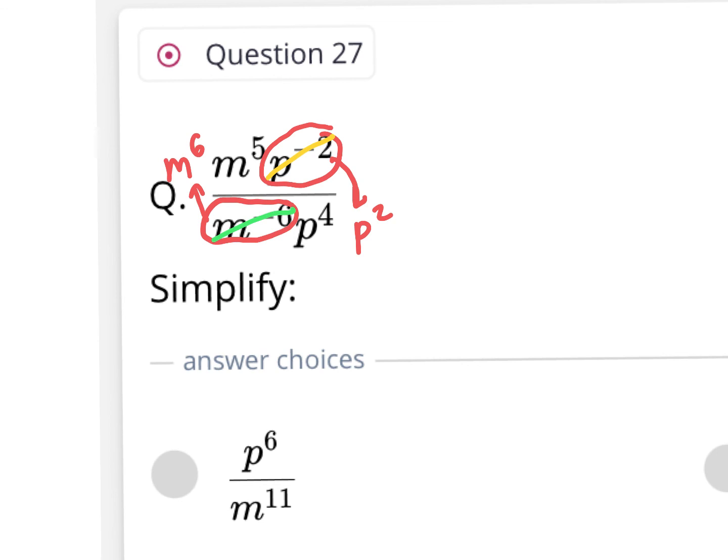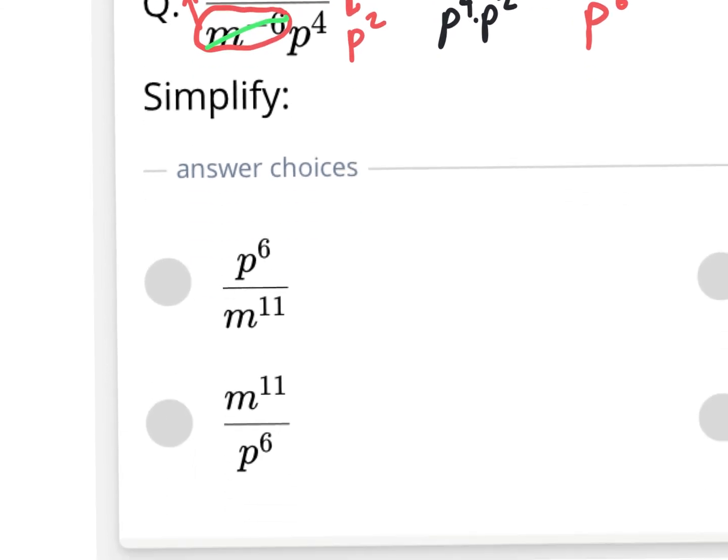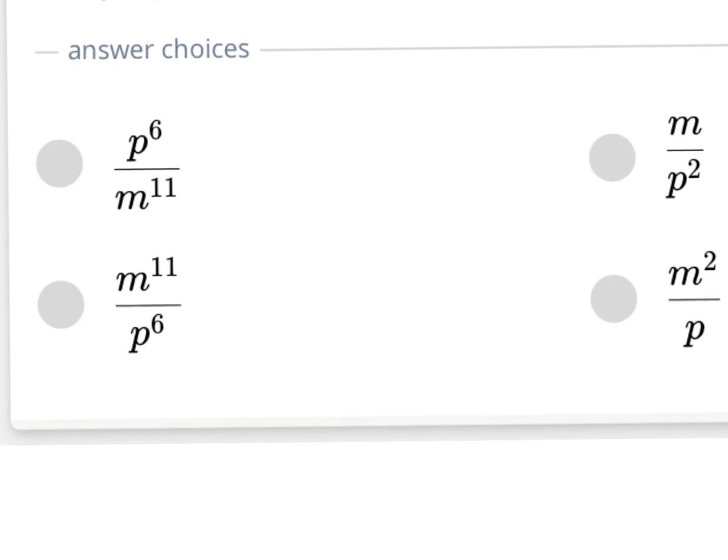Just to make it easier for you to understand, I'm going to rewrite it. M to the 6th times m to the 5th divided by p to the 4th times p to the 2nd. And of course, rule 1 says that if you have the same base and you're multiplying, you add those exponents. M to the 11th over p to the 6th. And there's your answer. Let's find it. There it is, m to the 11th over p to the 6th.